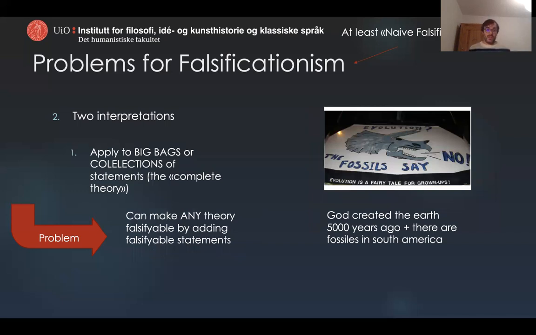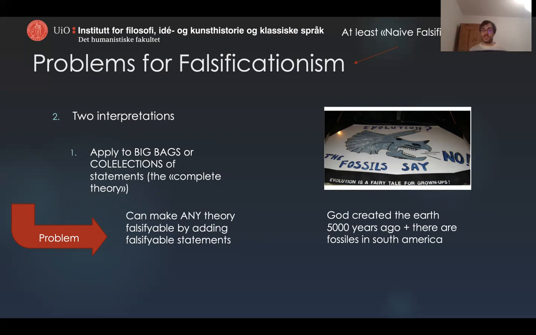Now, we do a different thing. We apply the idea to big bags or collections of statements, so the complete theory. So now we take a look at not just the single statement of a theory, but the complete, say, physics theory. So we just enlarged it. We say, well, we're adding additional assumptions. The problem with that is, if you just allow adding additional assumptions to a theory, you can make any theory falsifiable by adding falsifiable statements.